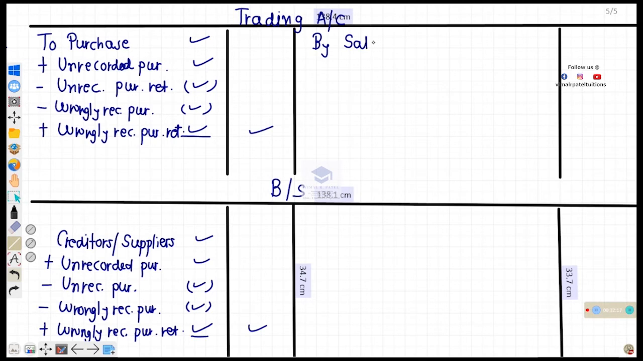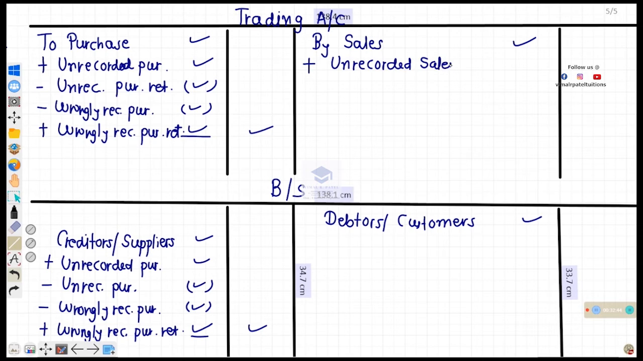Same for sales. Sales is related to debtors or customers. The person to whom we have sold goods on credit are our debtors or customers. So, unrecorded sales. First effect will be added to respective amount of sales on the credit side of trading account. Since it is added, it will be having second effect on the asset side of balance sheet, will be added to debtors.